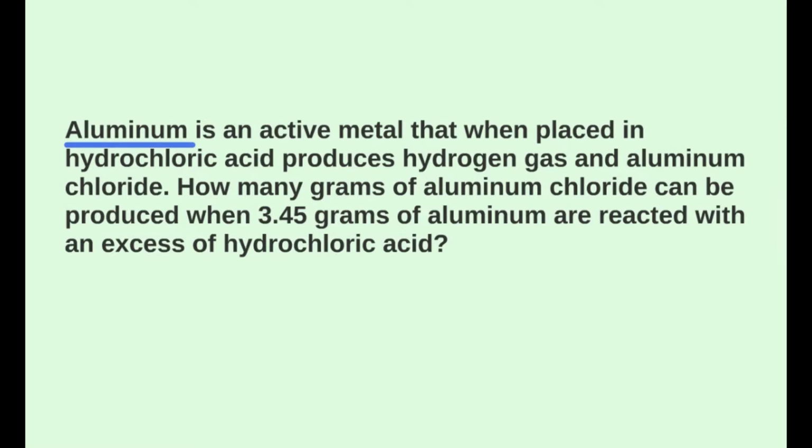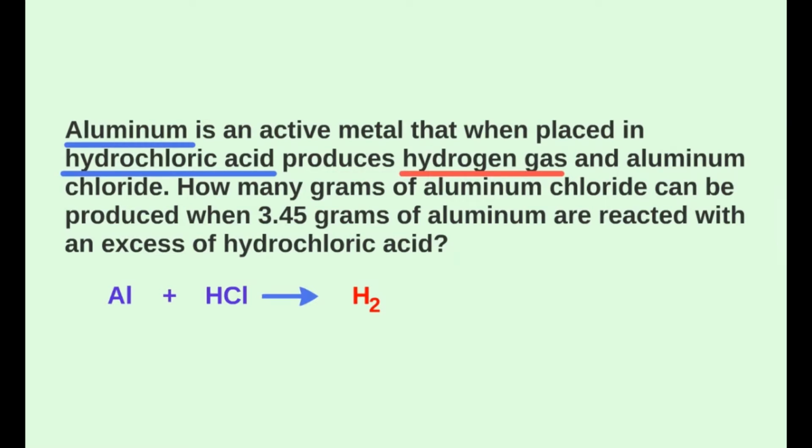No. So you just write down aluminum, okay? Aluminum is an active metal. When placed in hydrochloric acid, which y'all have already played with, you should know what that is by now. That is going to be HCl. It produces, which is what symbol? The arrow. Hydrogen gas, H2. Why H2? Diatomic. Okay. And aluminum chloride.